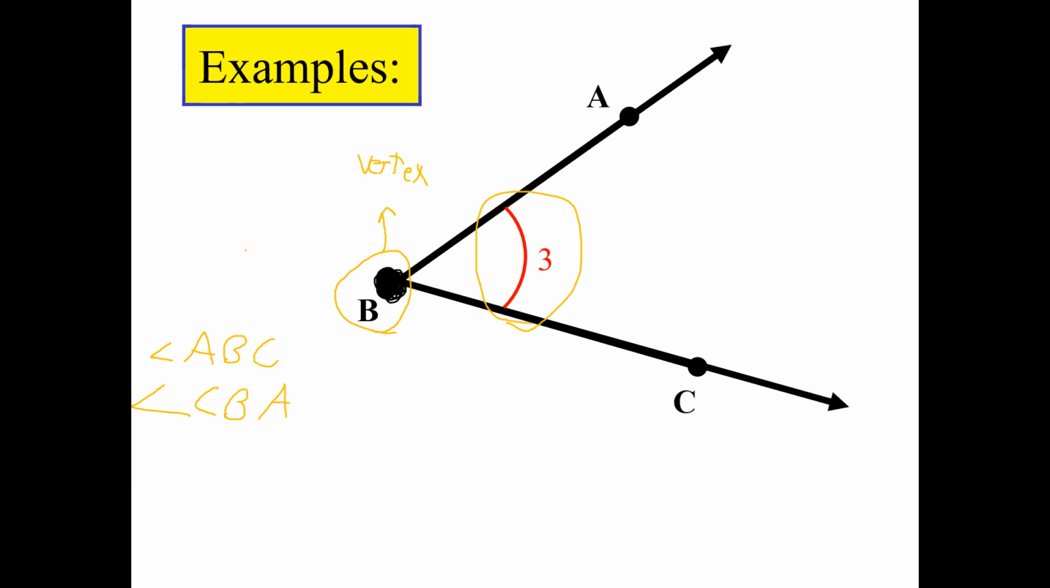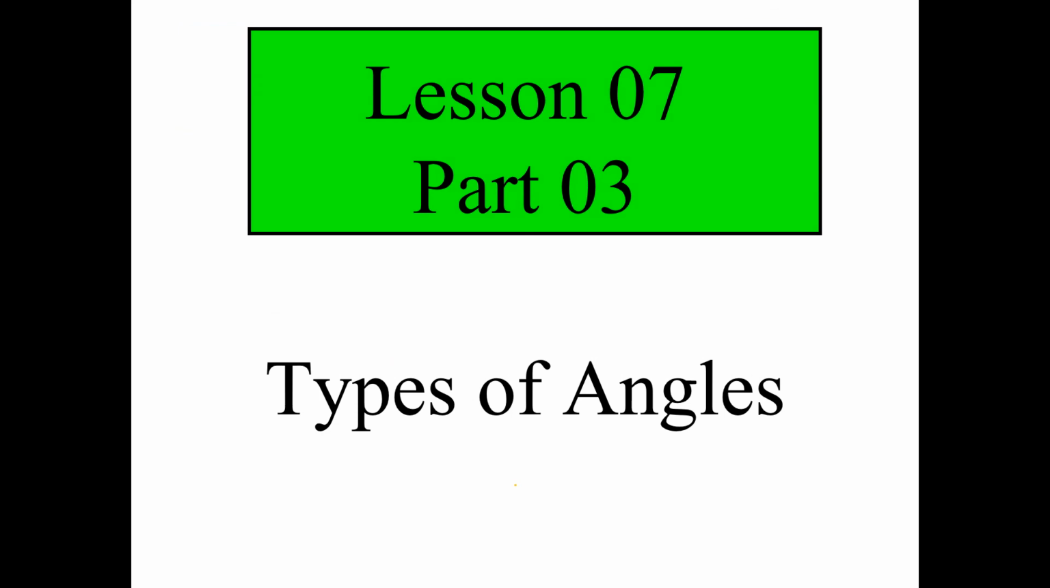Again, if we just have two rays, I can also use just angle B, but I don't like to use this one unless I just have to. And because we have this number 3 in the middle, I can technically call this angle 3. So there are technically 4 ways to name this angle. And again, I can use this angle symbol or the word angle, whatever works best for you in the situation. All right, so if you have any questions, just let me know.